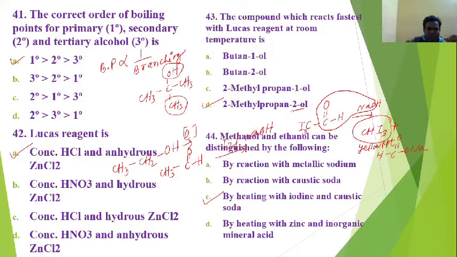An alcohol with the CH3CHOH group can give the iodoform test. But methanol has only one carbon, so it does not have the CH3CHOH group, so it cannot give the iodoform test. So the answer is ethanol, by heating with iodine and caustic soda. That means ethyl alcohol gives the iodoform test, but methanol does not.